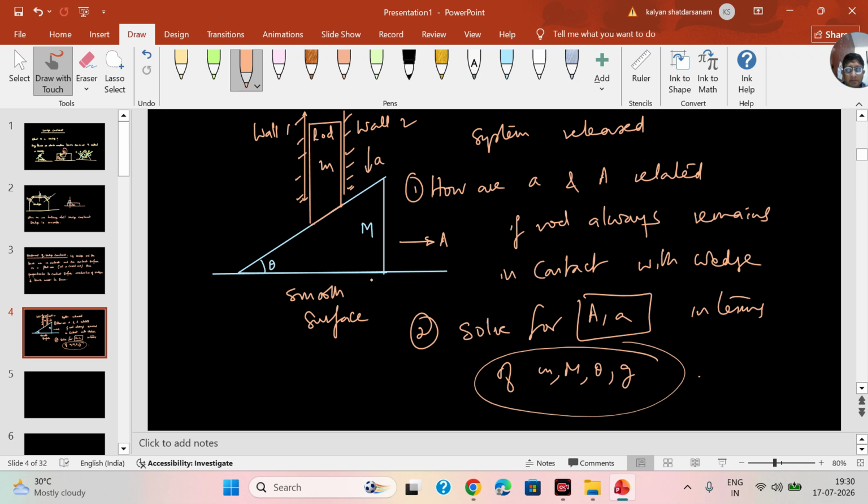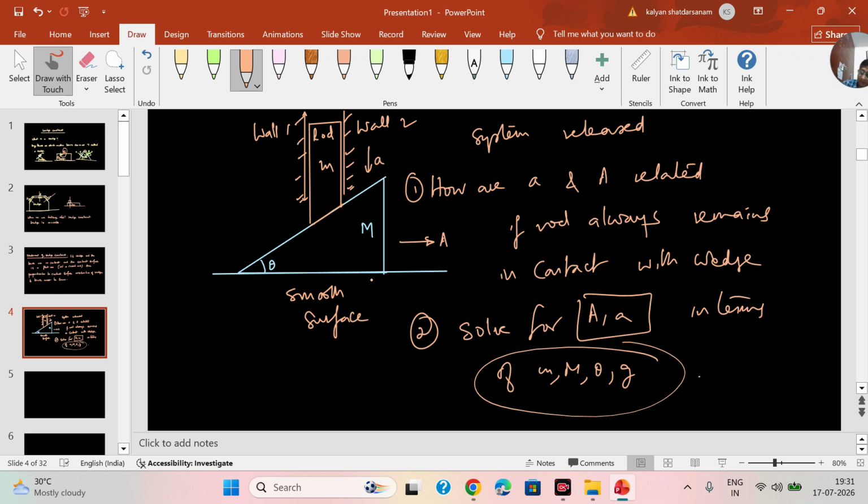Now I have a similar problem here. There is a wedge, there is a rod. The wedge can only move horizontally, the rod can move only vertically because the walls are not allowing it to move horizontally. The wedge acceleration is capital A to the right, the rod acceleration is small a down, and I am first trying to relate small a and capital A. And later I am solving also for small a and capital A in terms of small m, capital M and theta.